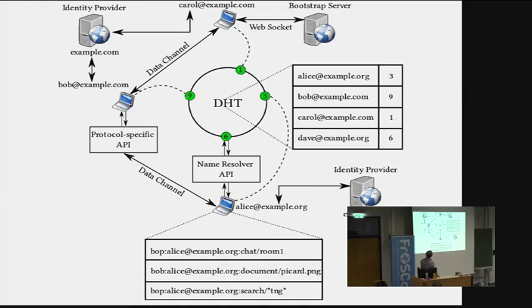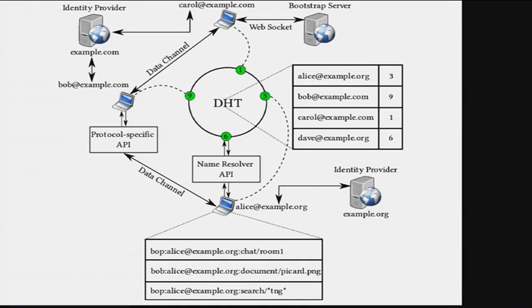And now don't be scared. This is how Publish looks when it's done and implemented and running. We have three nodes here: Alice at example.org, Bob at example.com, and Carol at example.com. All have a name and an ID, and all are part of the DHT, of the Chord ring, right? So they have this connection here. Alice is key 3, Bob is key 9, and Carol is key 1.